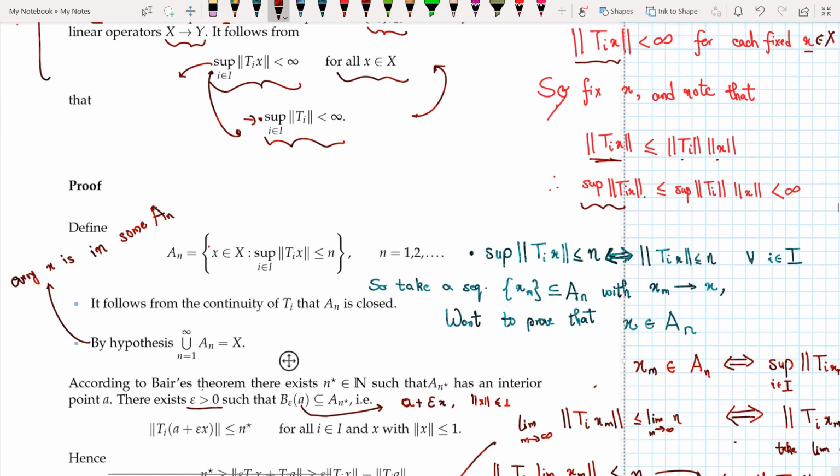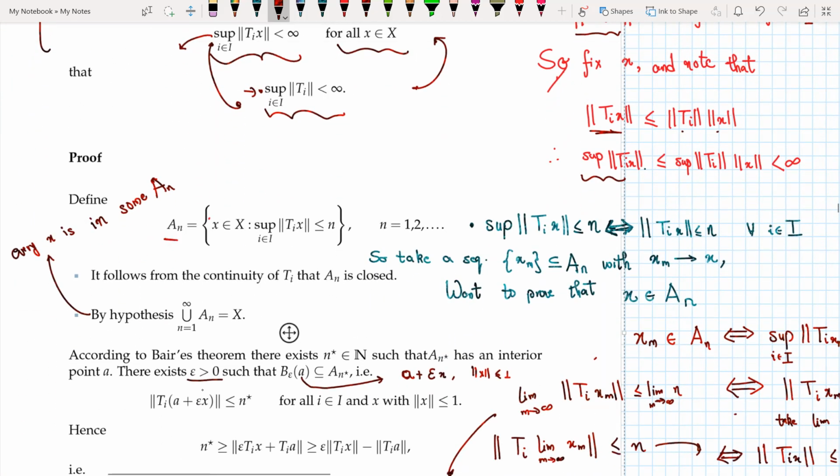Now define A_n, which is a closed subset. I am defining a subset A_n of X such that A_n consists of all x such that the supremum over the family of i of norm of T_i x is less than or equal to n. And so this set A_n, we have different sets like A_1, A_2, A_3, and now it follows from the continuity of T_i that A_n is closed.